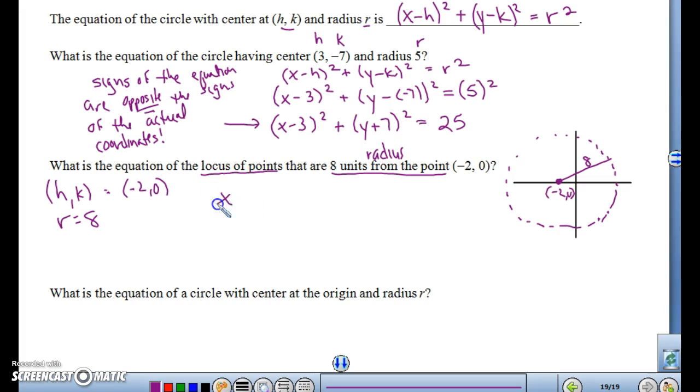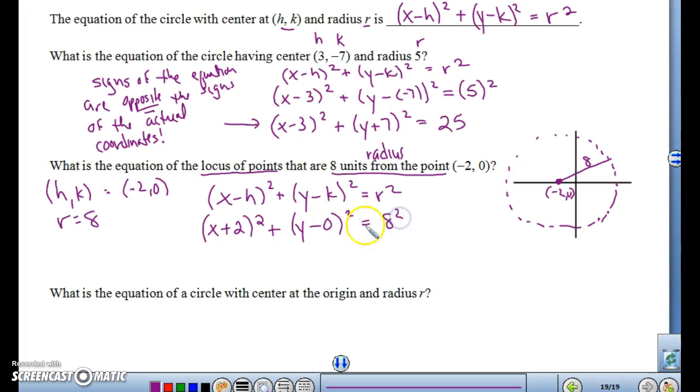So using my formula, (x minus h) quantity squared plus (y minus k) quantity squared is equal to r squared. Remember that your signs are always opposite. So this is going to be x minus negative 2, which is actually (x plus 2) quantity squared. And then (y minus 0) quantity squared is equal to 8 squared. So your final equation is going to be (x plus 2) quantity squared plus y squared is equal to 64, since y minus 0 is just y. And I have the equation of the circle. So don't let the vocabulary throw you. It's just another way of saying what we've been talking about.